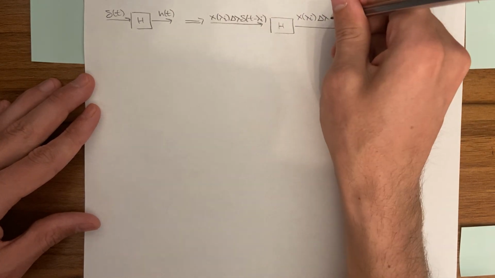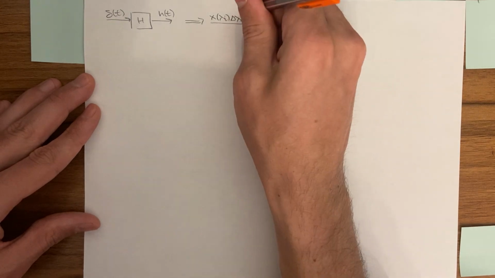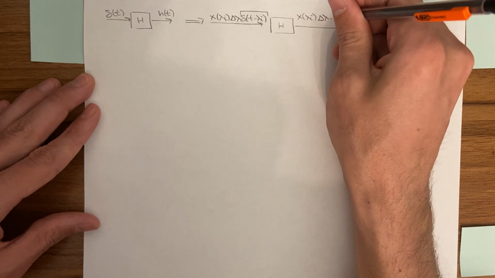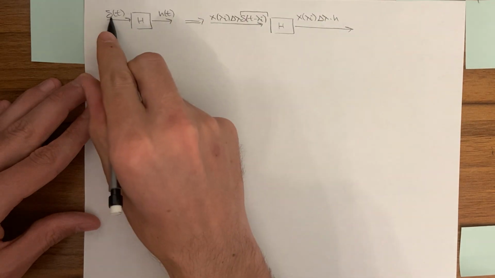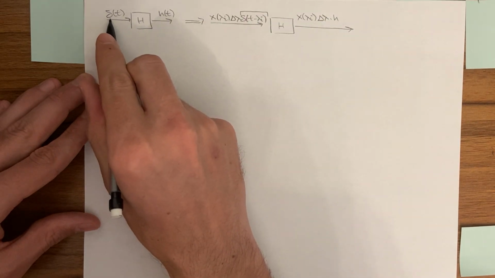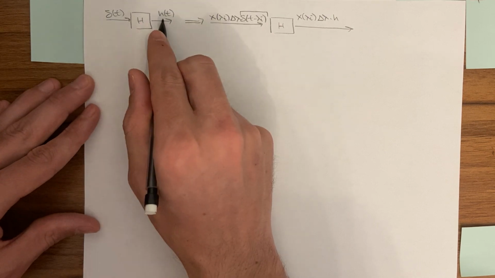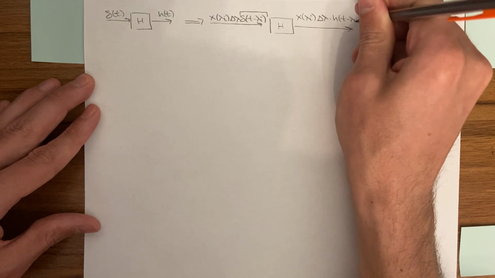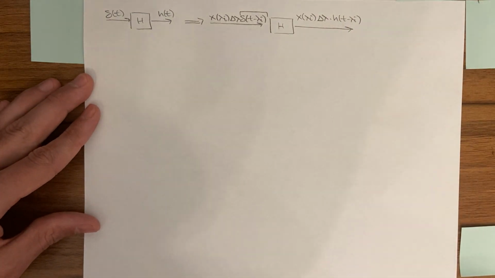But this is the actual function of t, this delta function right here. If the output of this system with a delta as the input is h of t, then on the output we have h of t minus lambda i. Okay? Cool.